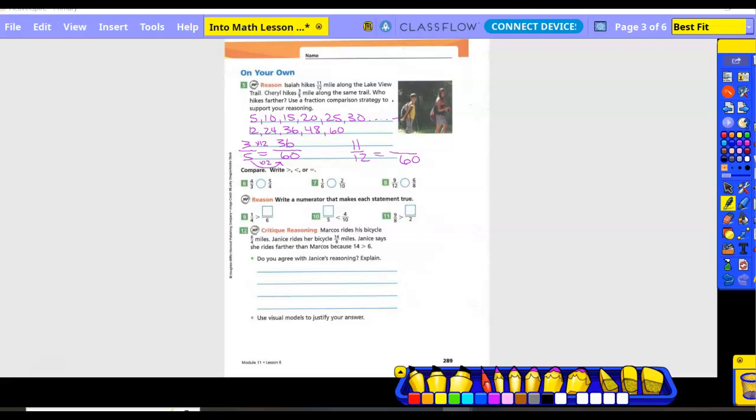36. Okay. How did I get from 12 to 60? Times 5. What I do on the bottom, I do on the top. So 11 times 5 is? So 3/5 is less than 55/60th. So who hikes further? Cheryl or Isaiah? Guys, we said that 11/12 was the greatest. So Isaiah.